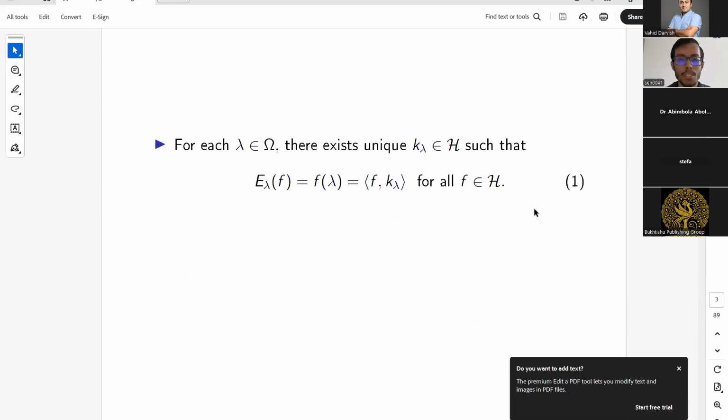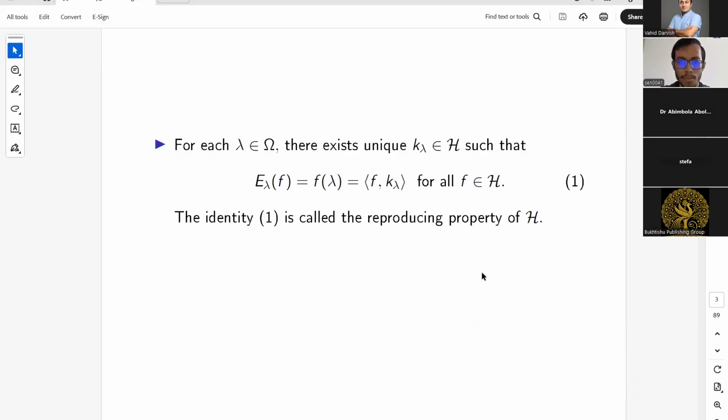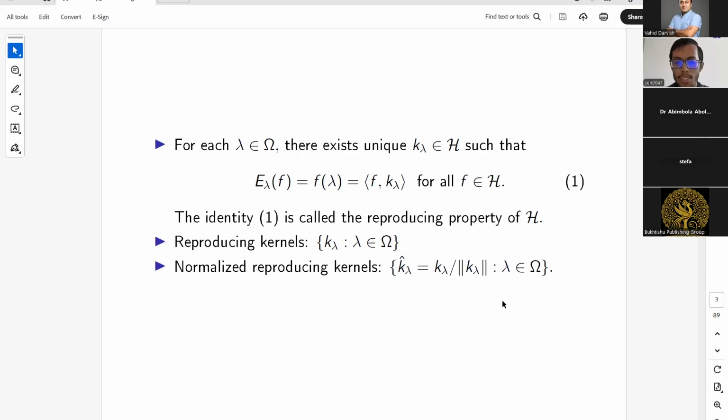The Riesz representation theorem ensures that for each lambda in omega, there exists a unique function k_lambda in H such that E_lambda f = f(lambda) = inner product of f and k_lambda, for all f belonging to H. This identity is called the reproducing property of the reproducing kernel Hilbert space H. The set of all functions k_lambda, lambda belonging to omega, is called the set of reproducing kernels of H. If we normalize the reproducing kernel and denote it by k_lambda cap, then the collection of k_lambda cap is called the normalized reproducing kernels of H.